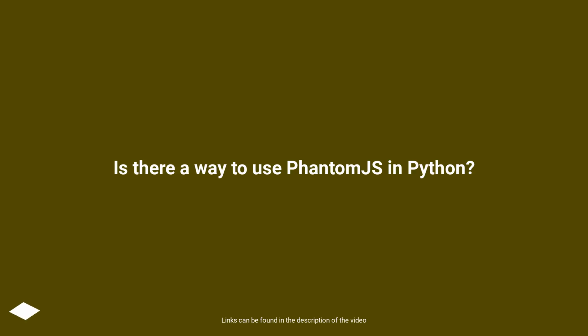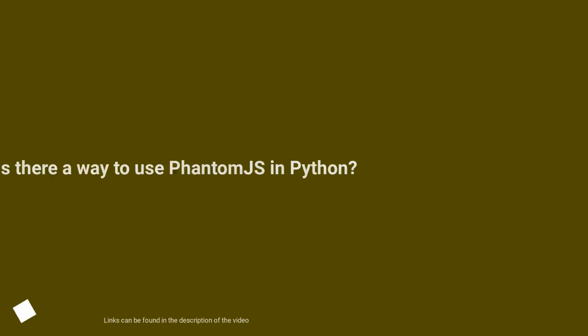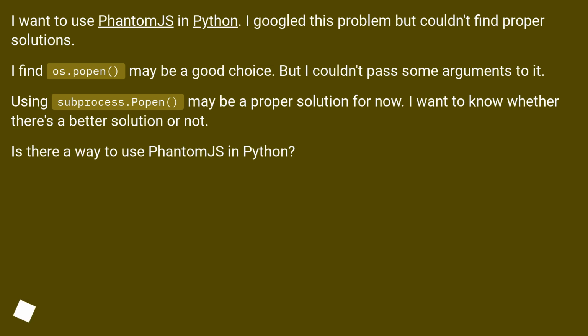Is there a way to use PhantomJS in Python? I want to use PhantomJS in Python. I googled this problem but couldn't find proper solutions. I find os.popen may be a good choice, but I couldn't pass some arguments to it. Using subprocess.Popen may be a proper solution for now. I want to know whether there's a better solution or not. Is there a way to use PhantomJS in Python?